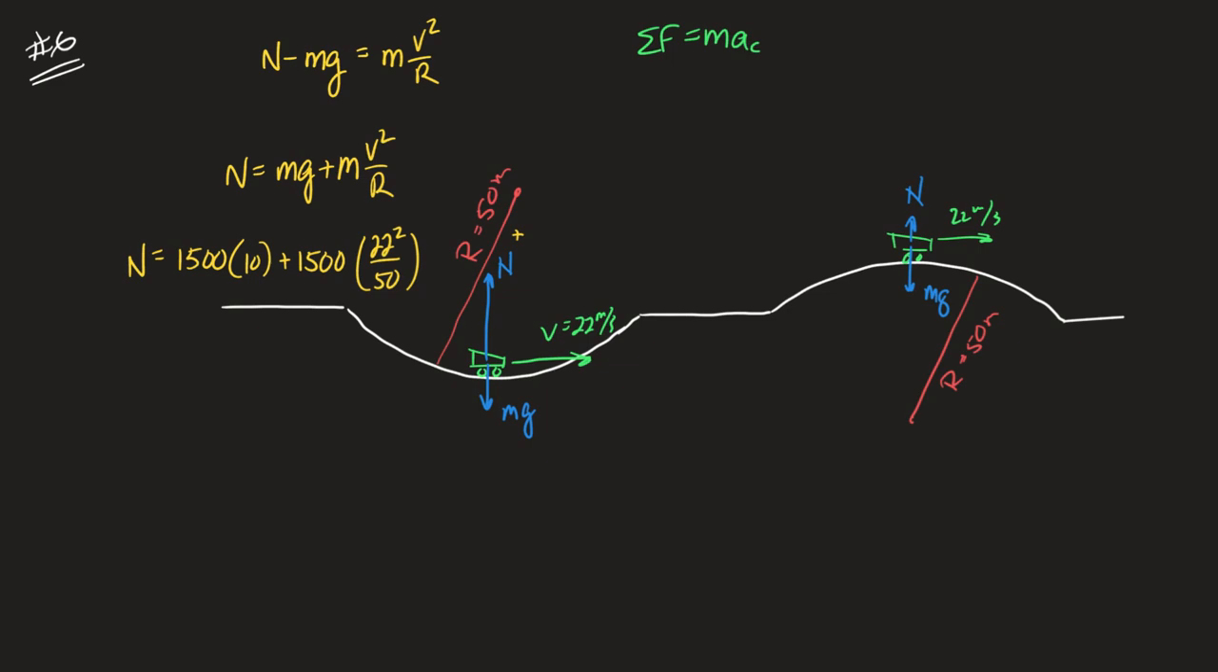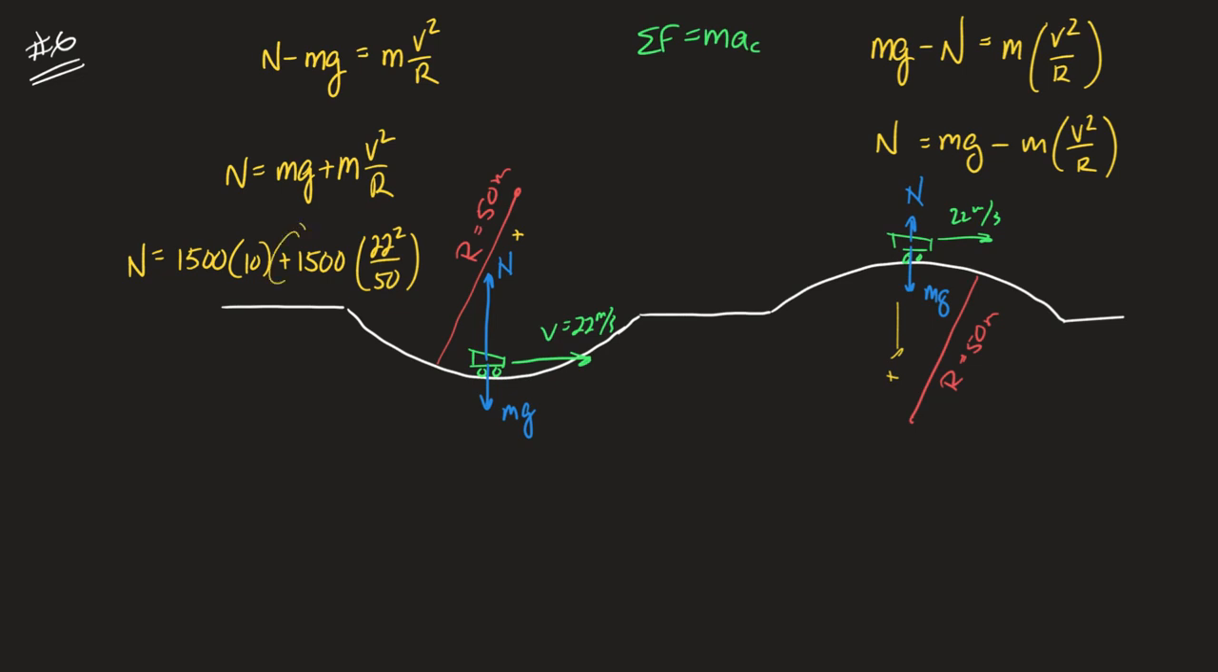The other one, I'm going to make downwards positive. Towards the center of the circle, you make that positive. So mg minus normal equals mv squared over r. So that's going to be normal equals mg minus mv squared over r. So I mean, it's going to be very similar, except you're changing that from a plus to a minus. And if this becomes 0, you're airborne. So you want to be touching the ground.